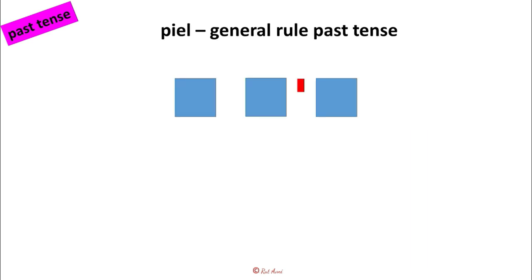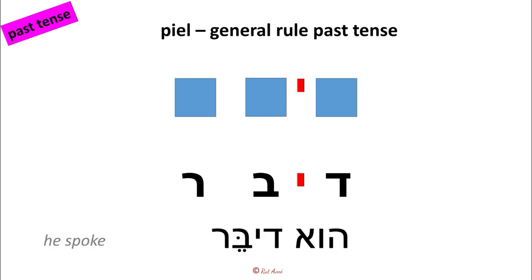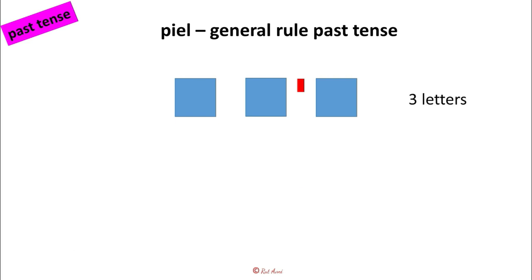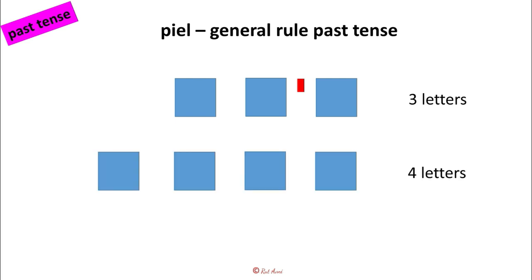Okay, let's have a look at the basic rule for a moment of PL so that we actually see this here. Take the root and place a yud between the first and the second letter. This is, generally speaking, the rule of the past tense for PL. Example, hu diber. You take the root, you place a yud, hu diber, he spoke. Okay, fine. Now what happens when we have, instead of 3 letters, 4 letters?